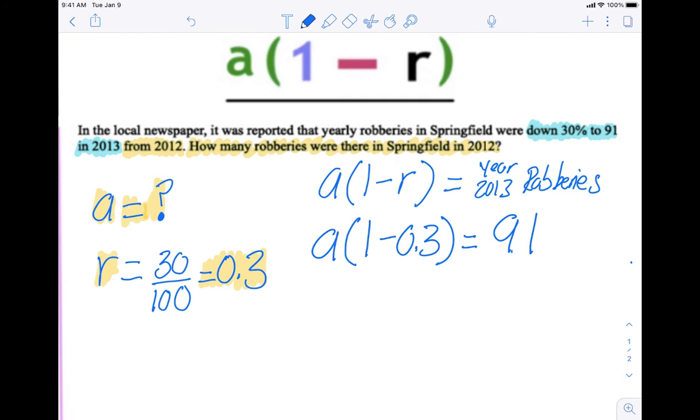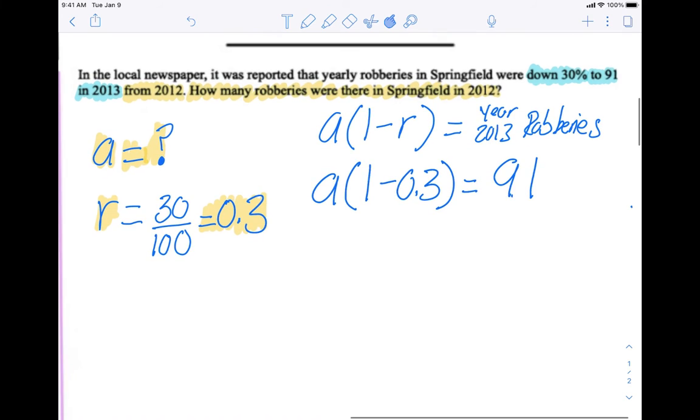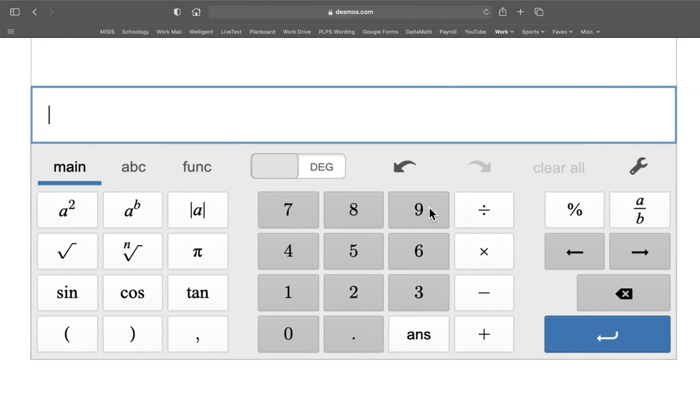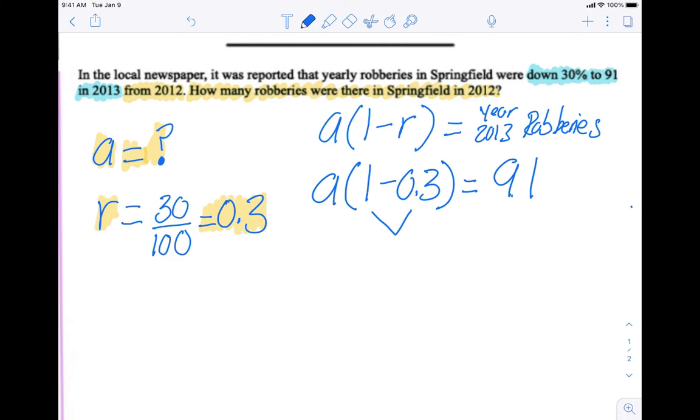So, again, this one's a little different. What we do is we do what's inside the parentheses first. So we're going to do these two right here. So let us use our calculator. We're going to clear, and we're going to say 1 minus 0.3. And that gives us 0.7. Look at that. So here I get A parentheses 0.7 is equal to 91. Right?